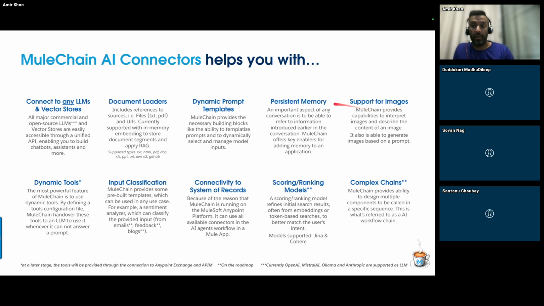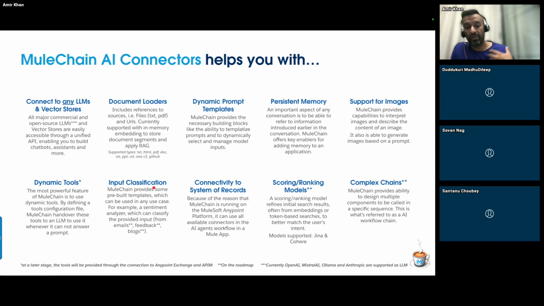We have the support for images, so you can also ingest images, ask what do you see. So those kind of things can be easily done. We have dynamic tools, hand over MuleSoft APIs with clear description to the agent, and it will be using your APIs. All the composability you have been building in the last few years and decades, now you can take that composability and hand it over to your AI agent, and it will make use of it based on the prompt which is coming in.